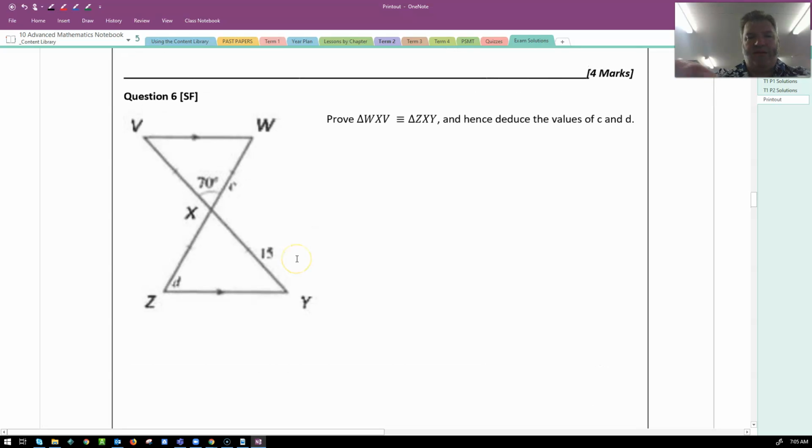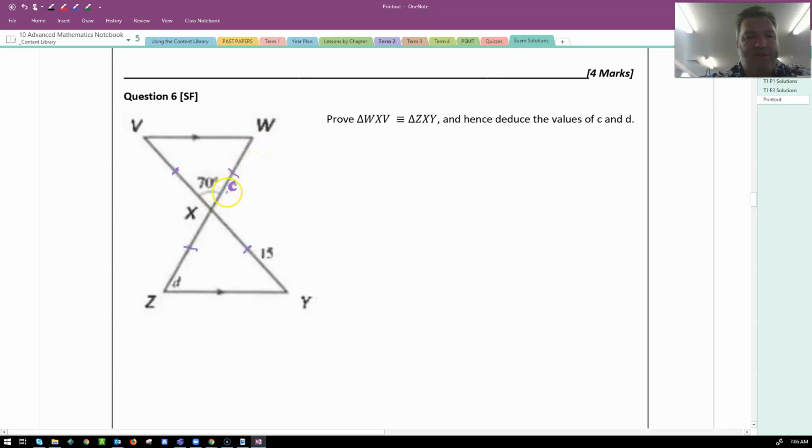Prove that triangle WXV is congruent to triangle ZXY and deduce the values. Well, apologies again if you couldn't quite see all the marks on this. That was just poor photocopying. I probably should have redone it. I didn't realise it had printed quite so badly. It looked fine on my screen. Hopefully you're okay. Let's keep going with the question anyway.